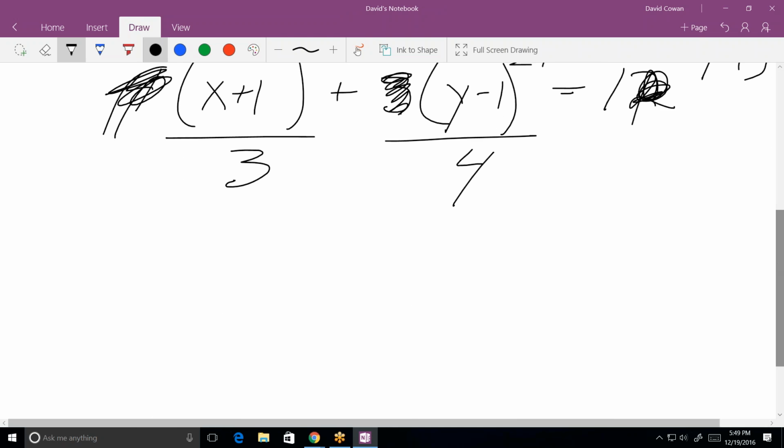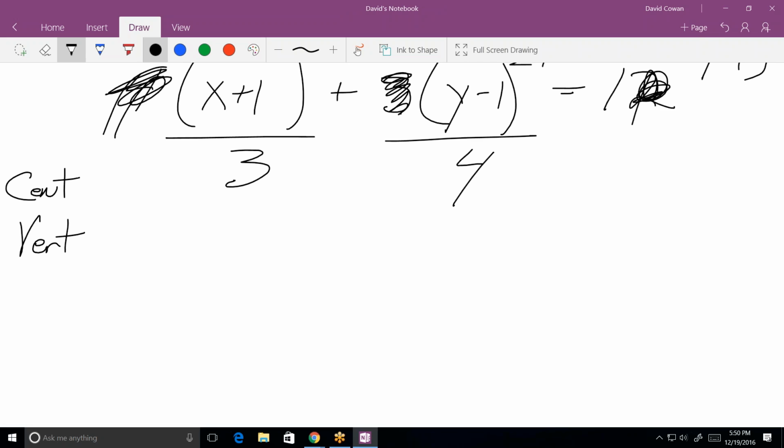All right. So they wanted the center, the foci, and the vertices, and to graph. Okay. Where's the center? -1, comma 1.